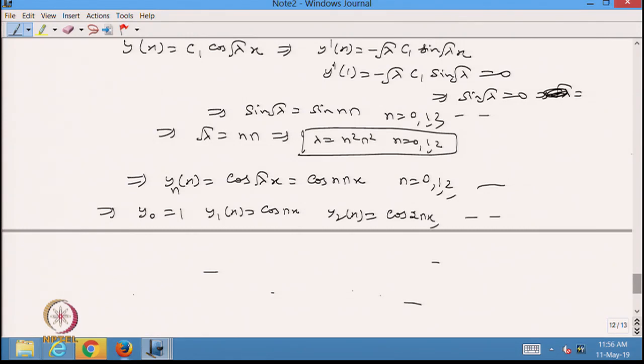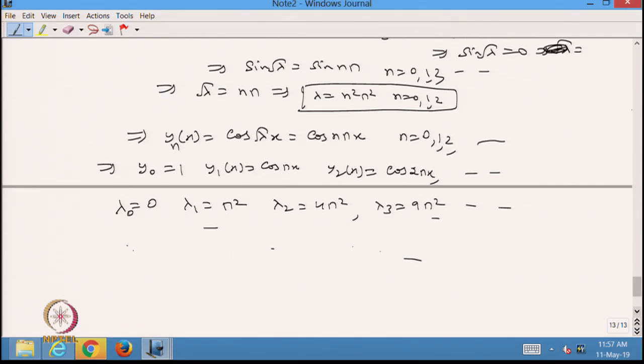In this case, lambda 0 will correspond to 0, so it is 0, my lambda 1 will be pi square, my lambda 2 will be 4 pi square, my lambda 3 will be 9 pi square, and so on. From here I can say that my lambda 0 is less than lambda 1 and so on, and these are the corresponding eigenfunctions. So, this is the third property we have defined.